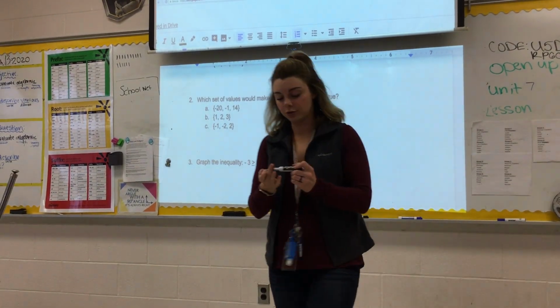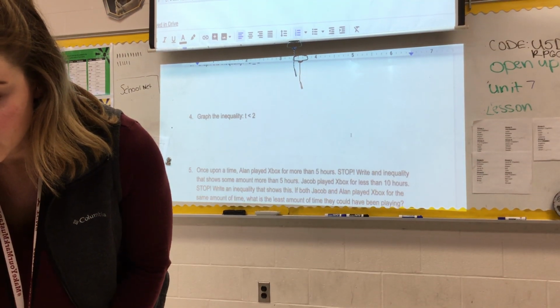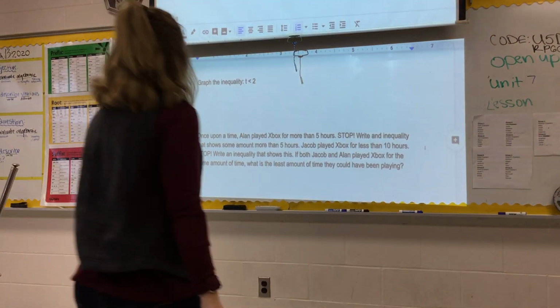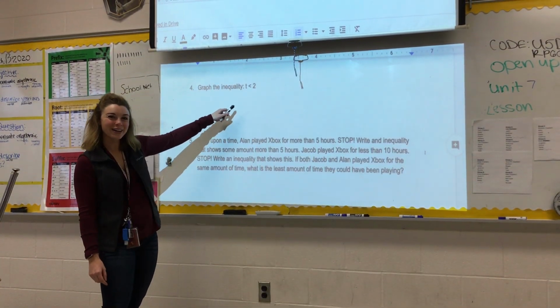So now I'm just going to scroll down real quick. While you're scrolling, if it didn't include the 3, the circle would have just been an empty circle. That brings us to our next problem.